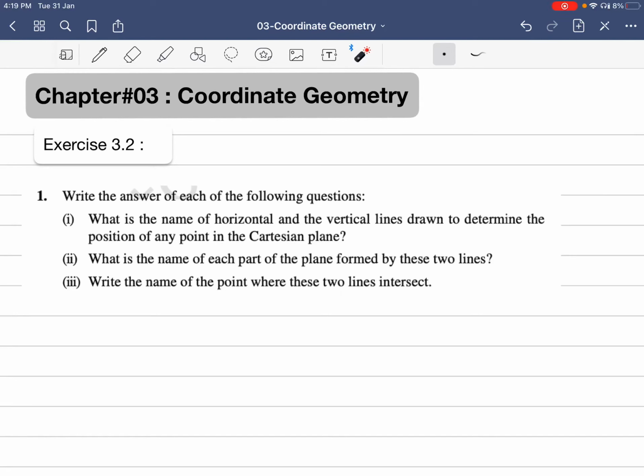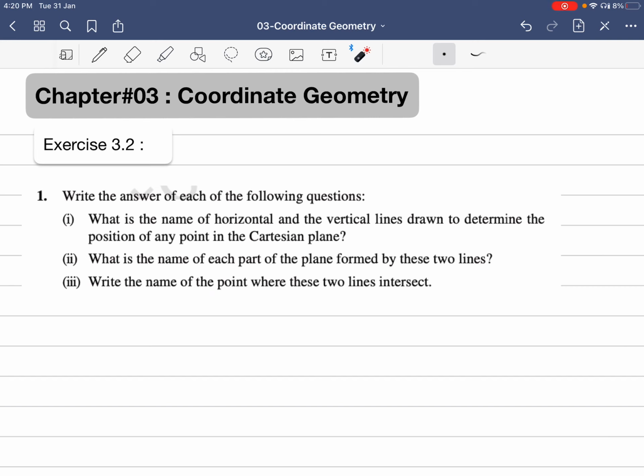So in this video, we are going to solve some problems from exercise 3.2 of chapter number 3, coordinate geometry. So let's first read what is the problem number 1. Write the answer of each of the following questions. So we are given 3 questions and we have to write the answers to them. Now these questions are basically testing our knowledge of terms and terminologies which are related to coordinate geometry. So let's read them one by one.